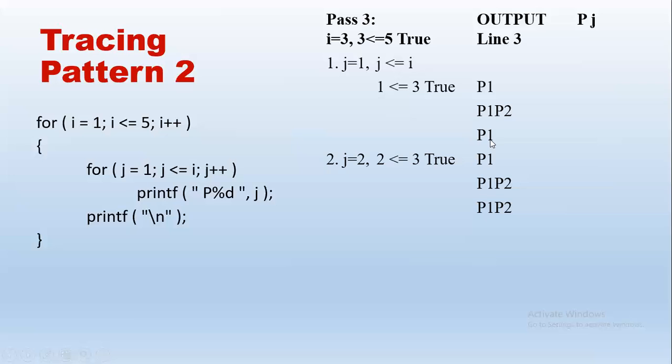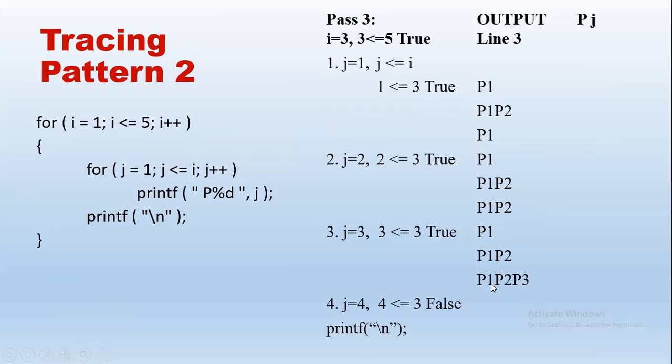Next step in pass 3, J becomes 2. So I is still 3, J is 2. 2 less than or equal to 3. Yes, condition is true. Print Pj in the third line, that is P2 is printed. Next, when J becomes 3, 3 less than or equal to 3, true. So print P3 in the third line. When J is 4, 4 less than or equal to I, which is 3 in this pass, the condition is false. So exit from the inner loop, and then we have \n. So we have printed the first 3 lines of the pattern.